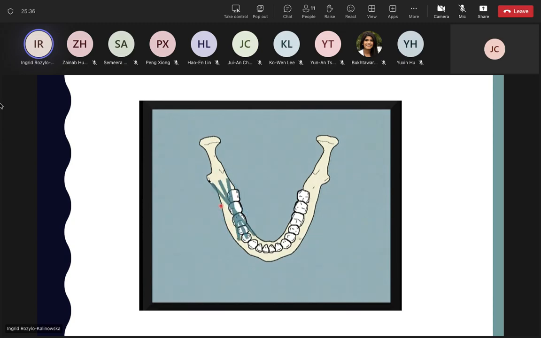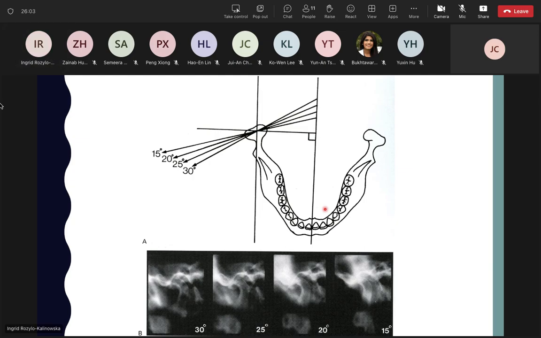Tangential slices, 3 tangential slices around one axis, and these tomograms were applied for maxillary sinuses in sagittal plane and in coronal plane. But once again, I would like to highlight that definitely in developed countries, these radiographs are replaced by cone beam CT. And this is a condyle, mandibular condyle, and 4 tomograms obtained at different angles in relation to long axis of the condylar head.